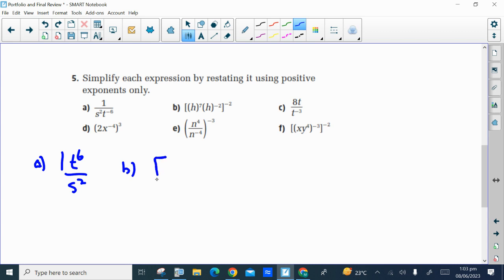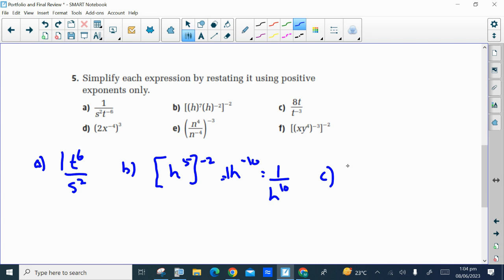Question B. Inside the square brackets, you're multiplying powers with the same base. The law says you add the exponents and the base stays the same. 7 plus negative 2 is positive 5. Now you have one exponent raised to another, so you multiply the exponents. This is 1h to the negative 10. The 1 would stay on top. The h would go to the bottom. So 1 over h to the 10th would be the answer.